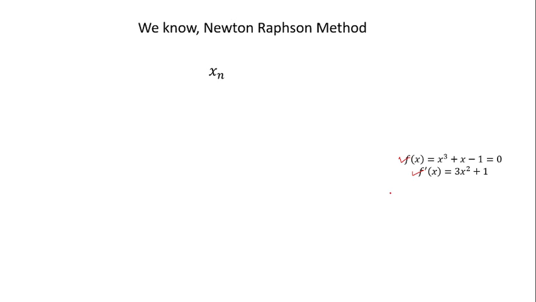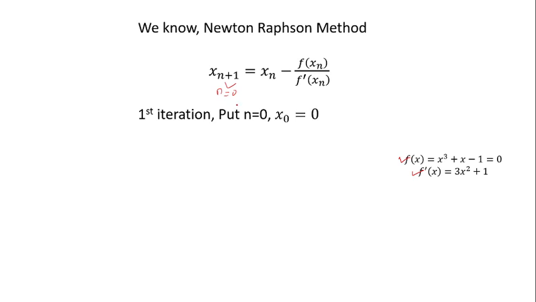So we know Newton-Raphson is x_{n+1} = x_n − f(x_n)/f'(x_n). Now once you get the formula, what is the first step in Newton-Raphson? Since this is an iterative method, put n equal to 0. When you put n equal to 0 here, what will we get? First iteration: put n equal to 0 and x0 equal to 0, which is given in the example itself.